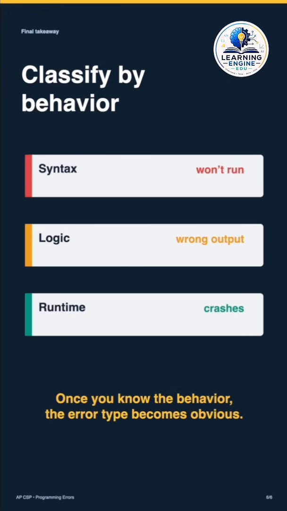To classify an error, focus on the program's behavior. Syntax means it won't run. Logic means the output is wrong. Runtime means it crashes. Once you remember those three behaviors, identifying programming errors becomes much faster and easier.